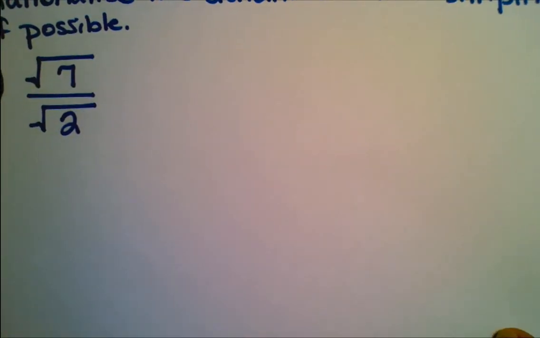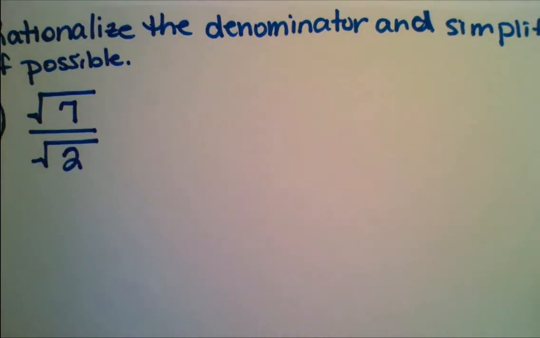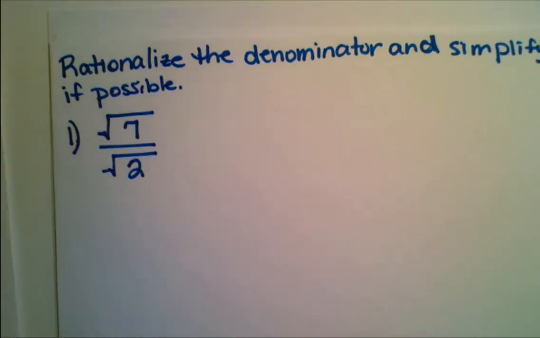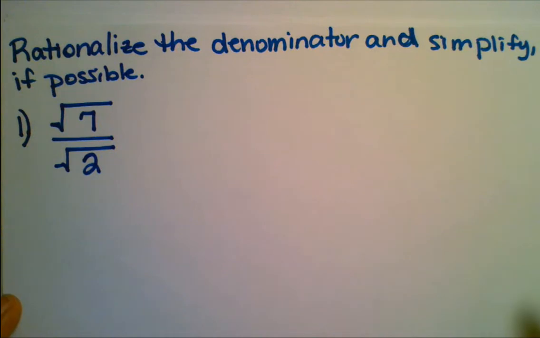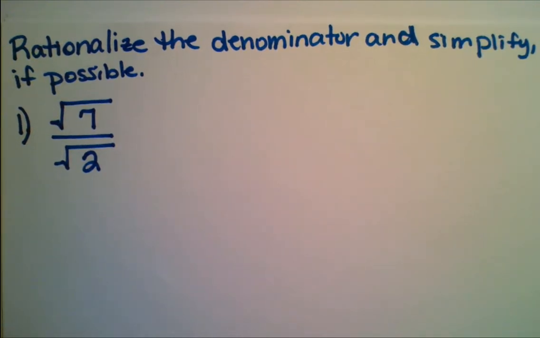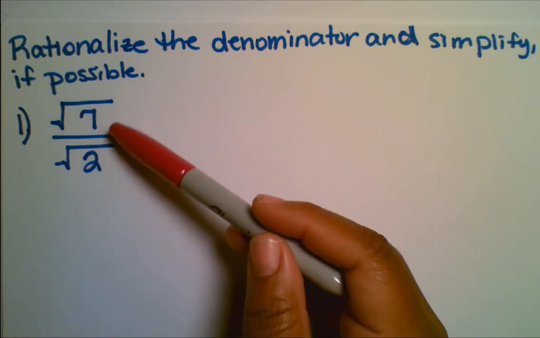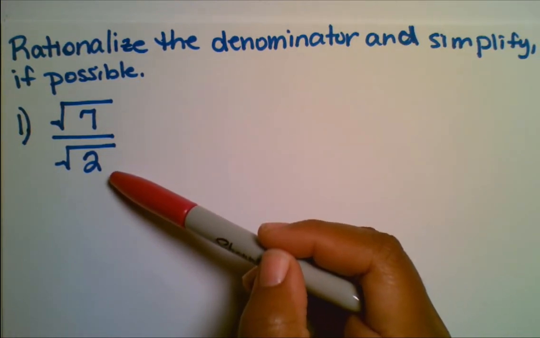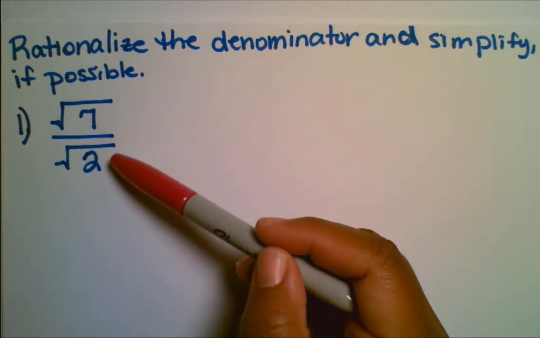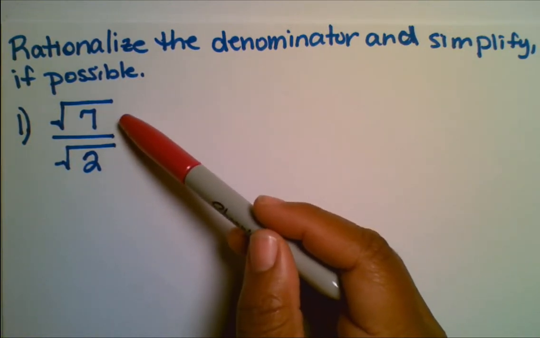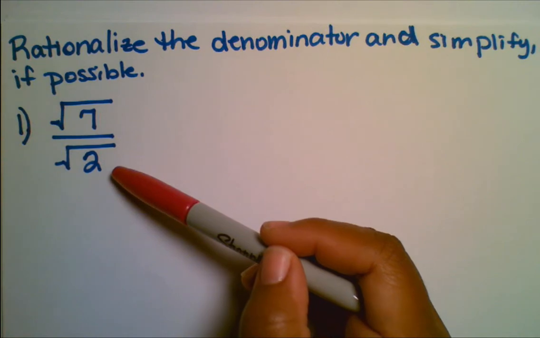As we look at the first question, it says rationalize the denominator and simplify if possible. We have the square root of 7 over the square root of 2. One thing we want to make sure is that we have our question set up as such where we have two separate radicals. We can use one, but I think it's a lot easier to have the question set up as two separate radicals.